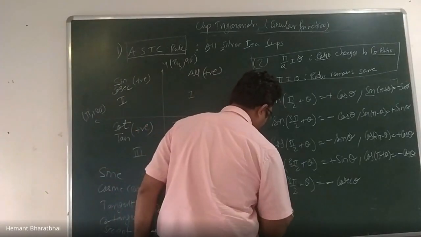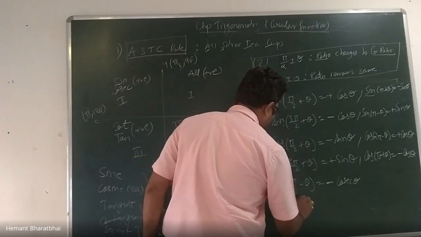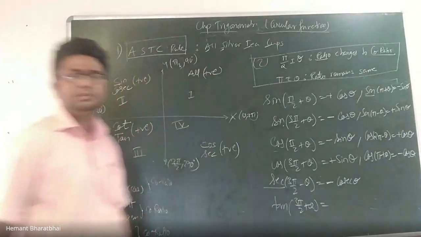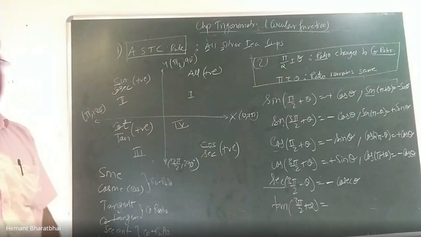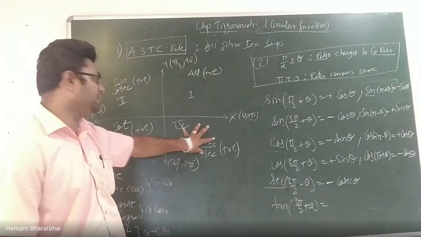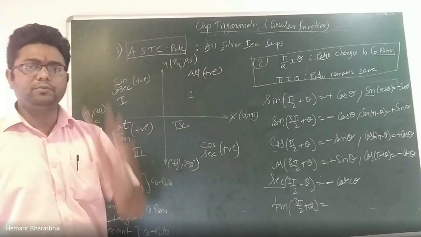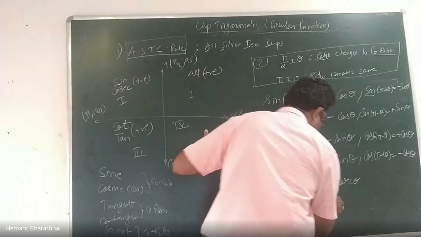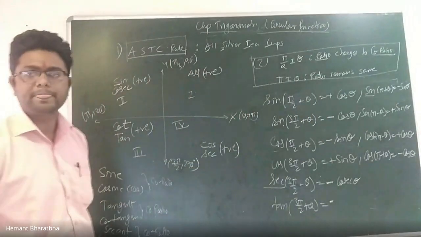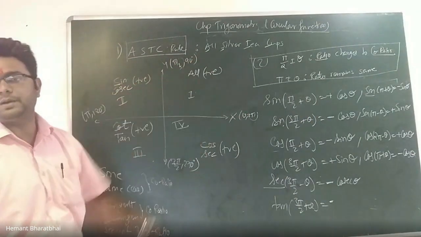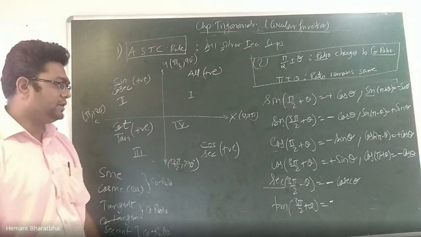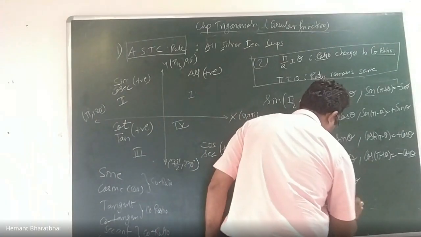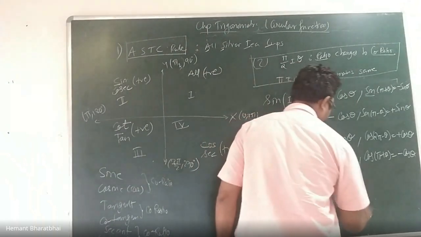Suppose I write tan of 3 pi by 2 plus theta. This is 3 pi by 2 plus theta. So it will lead me into the fourth quadrant. In fourth quadrant, cos and sec are positive. Therefore, I will give a negative sign. Then second rule, whenever it is pi by 2 plus minus theta, the ratio changes to co-ratio. So tan will get converted into cot. So this will give me the answer minus cot theta.